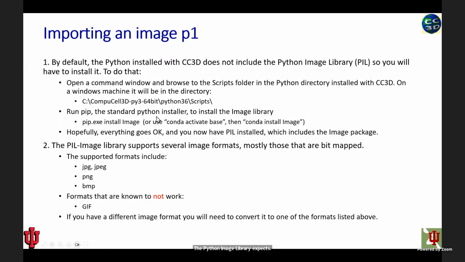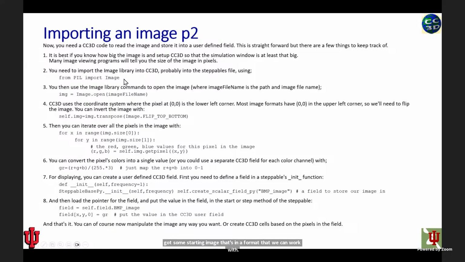So we've got the Python image library installed into our workspace. We've got some starting image that's in a format that the image library can work with. So in our Python, we need to import the image library. Actually, from PIL, we only import the image library. You then open an image with a file name. So now we have a PIL image called img here.